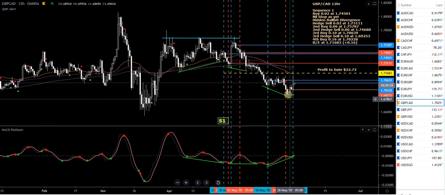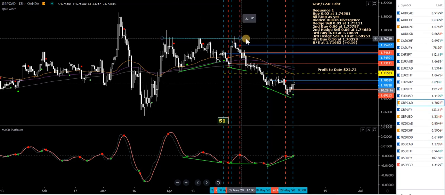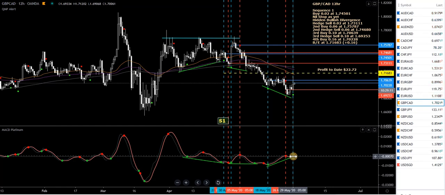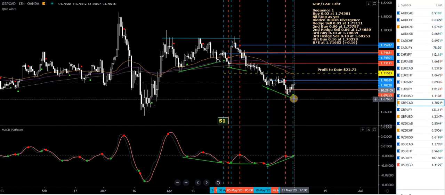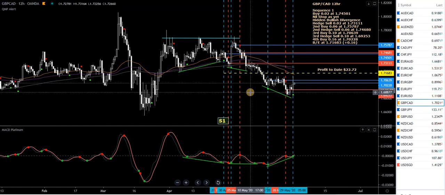I'm having trouble speaking today. Blue trend lines, something of interest that attracts my attention. So we've just got a new buy signal here. There's a green dot on the QMP filter.